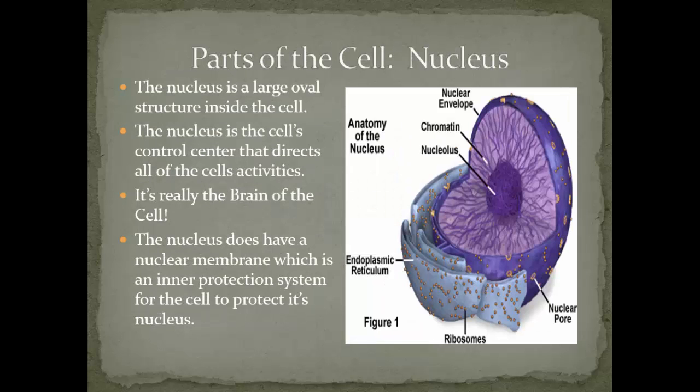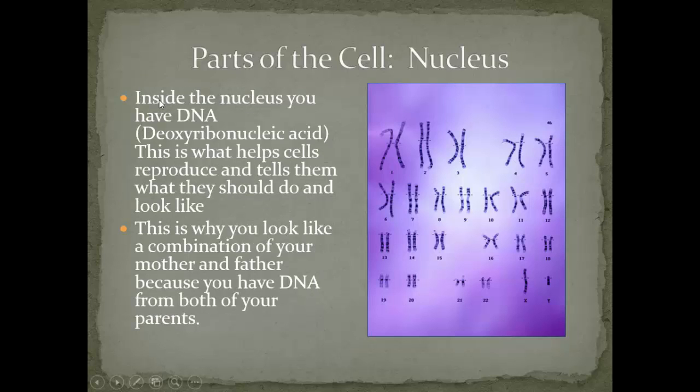The nucleus, the brain of the cell. The nucleus contains chromatin and genetic material. So the nucleus is very important. Without the nucleus, the cell would be dead. The nucleus contains DNA, deoxyribonucleic acid. It's what helps cells reproduce and tells them what they should do and look like. This is why we look partly like our mom, partly like our dad, because of the DNA.